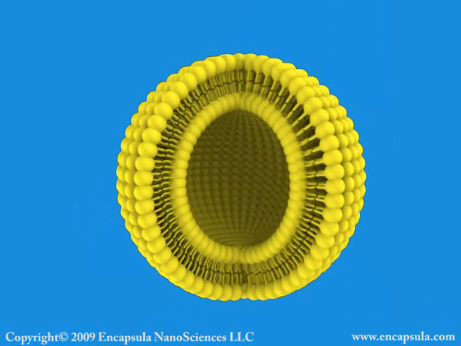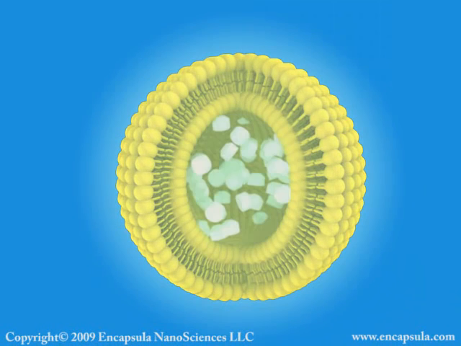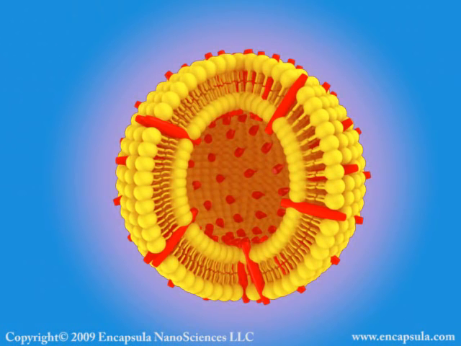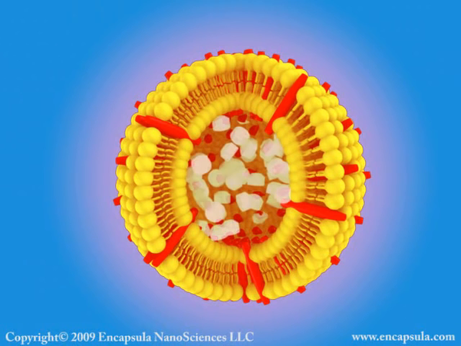Fluorescent liposomes can be made by encapsulating fluorescent molecules in the aqueous interior of the liposome or by adding fluorescent lipids to the bilayer. In some cases, it is useful to have both the aqueous content and the lipid bilayer labeled simultaneously with different fluorophores.